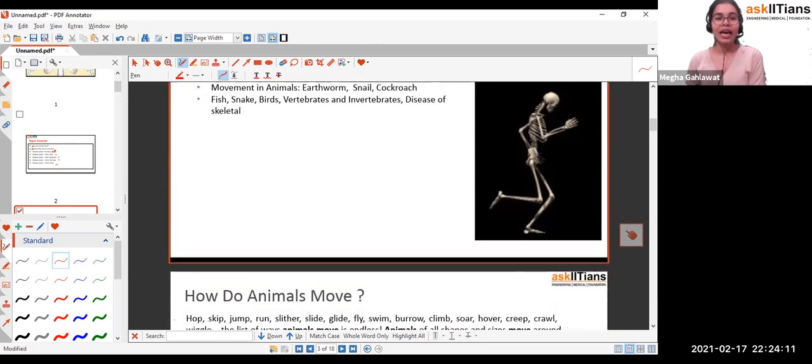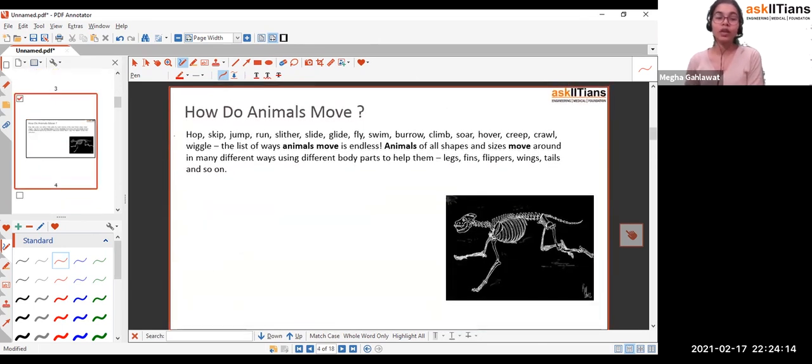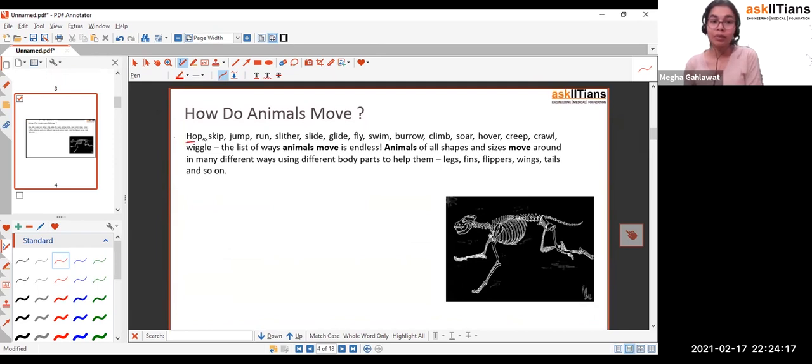And then, how do organisms move? We can hop, for example, the rabbits; we can skip, we can jump, we can run, we can slither, we can slide, we can glide. We cannot fly, but the birds can. We can swim like the fishes, we can burrow like the moles, we can climb like the monkeys. We basically have endless ways of moving, right? And all the animals move according to the habitat they're living in, what size they have, what kind of skeletal system they have, or how they're adapted to their environment.